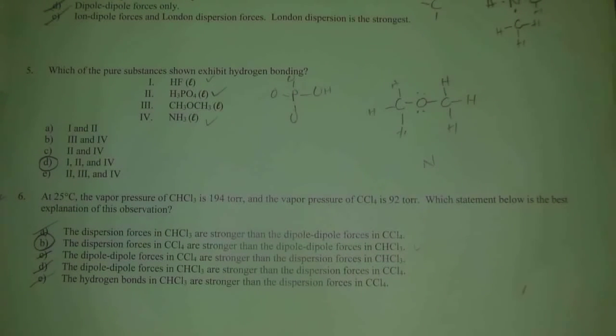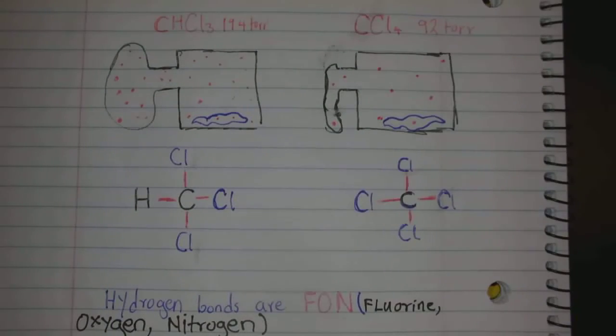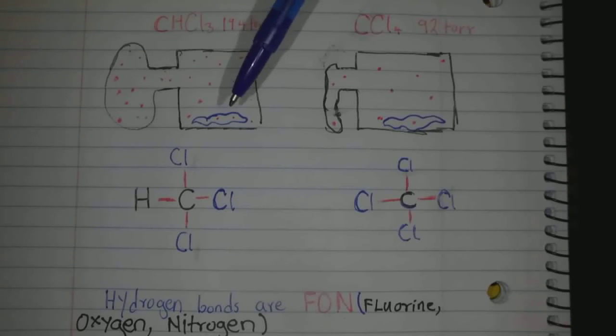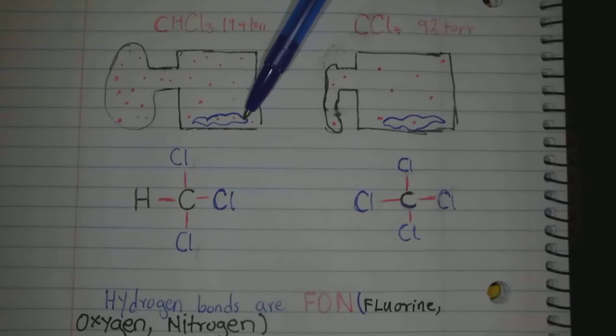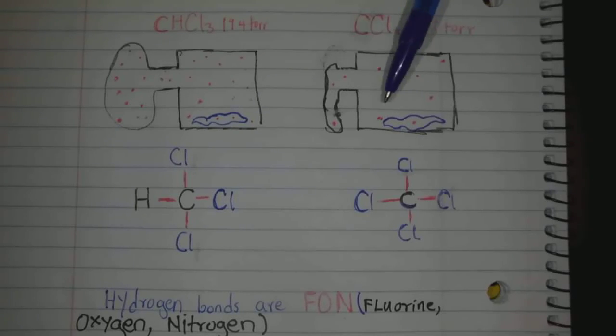Option D, which reads the dipole-dipole force in CHCl3 are stronger than the dispersion force in CCl4. D makes sense in the sense of the definition of dipole-dipole force and the dispersion force, but the statement is wrong when the magnitude of vapor pressure is taken into account. If the dipole-dipole force in CHCl3 was stronger, then the vapor pressure should be less because the molecules would not want to separate from the liquid phase, but that is not the case in this picture, as you can see.